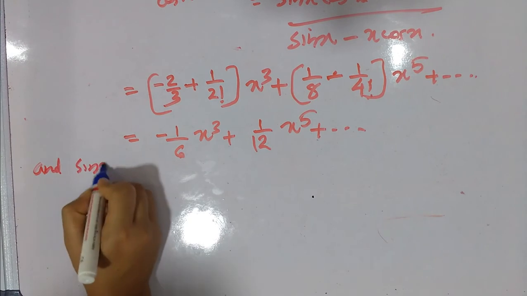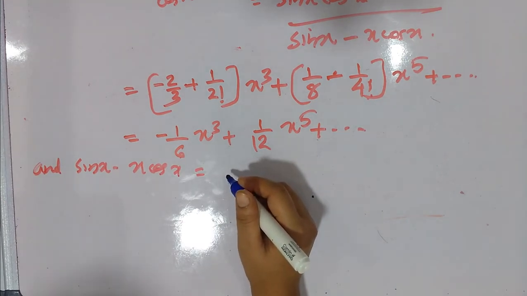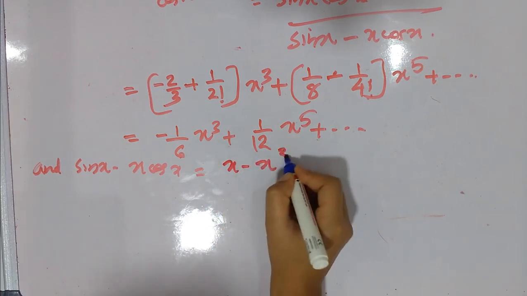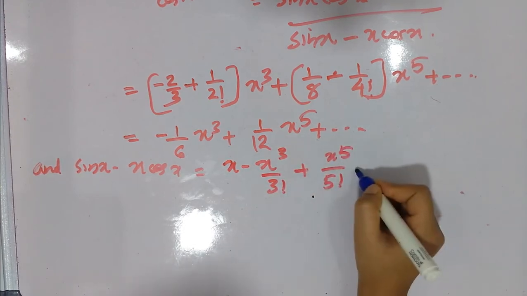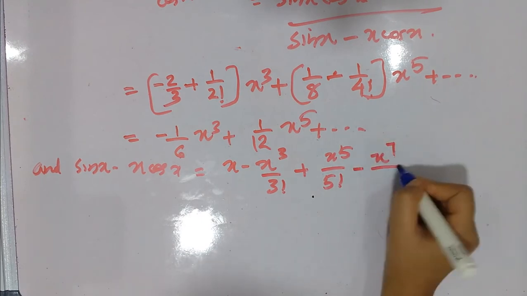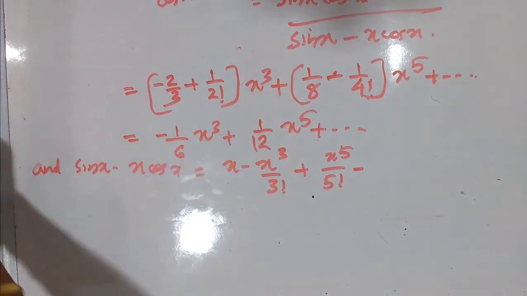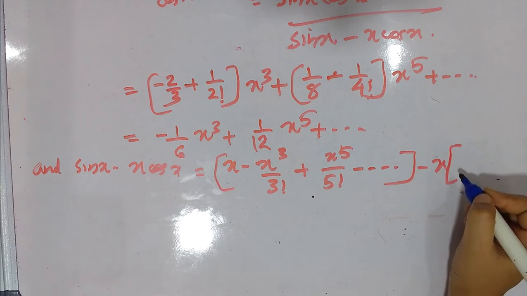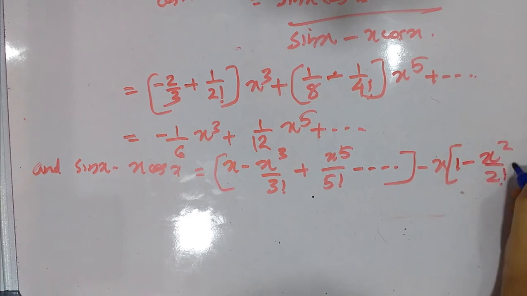And sin x minus x cos x. Sin x is x minus x cube by 3 factorial plus x raised to 5 by 5 factorial minus x raised to 7 by 7 factorial plus etc. Minus x into cos x, and cos x is 1 minus x square by 2 factorial plus x raised to 4 by 4 factorial plus etc.